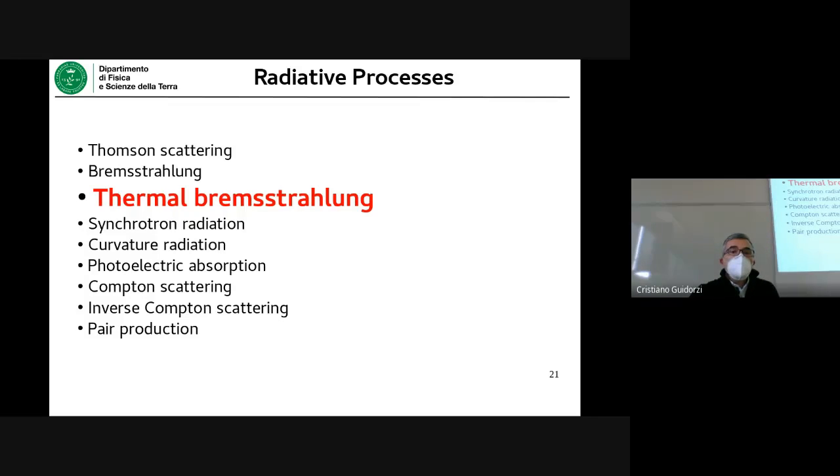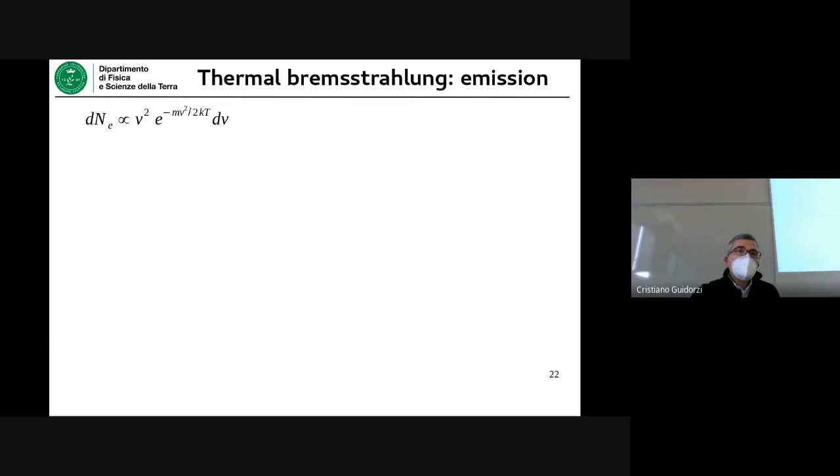Thermal bremsstrahlung: you add an adjective. What is the adjective? This adjective is describing the properties of the distribution, of the energy distribution of the electrons. So we no longer consider a population of electrons sharing the same velocity. We allow them to have a distribution in velocity. Well, what is the most natural distribution you can think of?